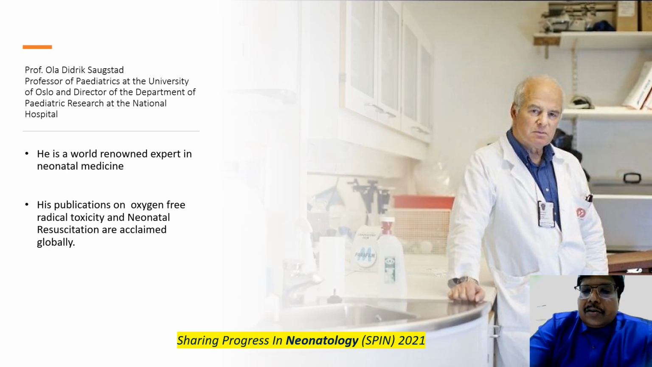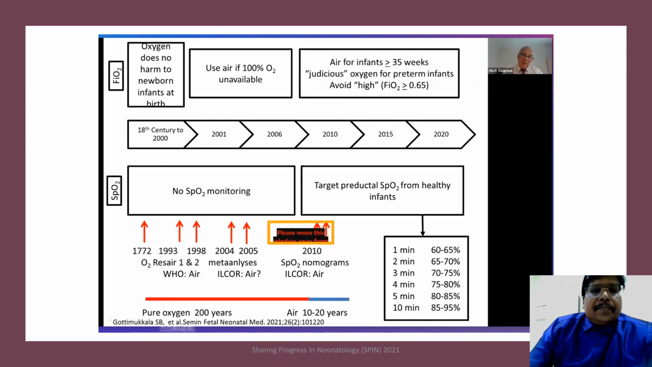Right. So now, how did this change come? You can see this time frame, look at this very carefully. Oxygen does no harm to newborn infants at birth. Use air only if 100% oxygen is unavailable, meaning there were deliveries happening in the community, domiciliary deliveries. Almost 80% of deliveries in India were delivered at home. This is statistics as of 1980, even to the late 1980s: 80% of babies in India were born at home.